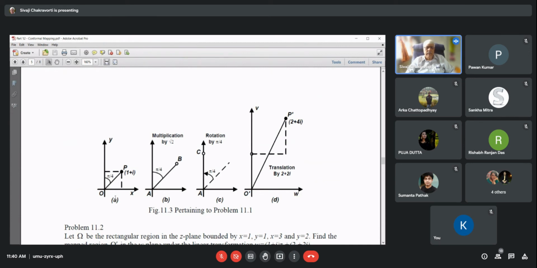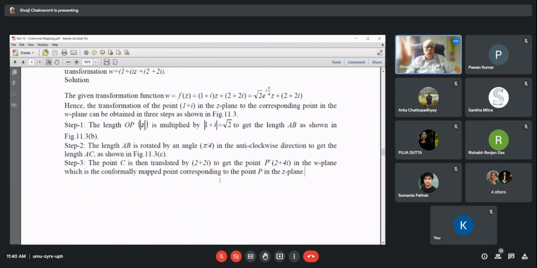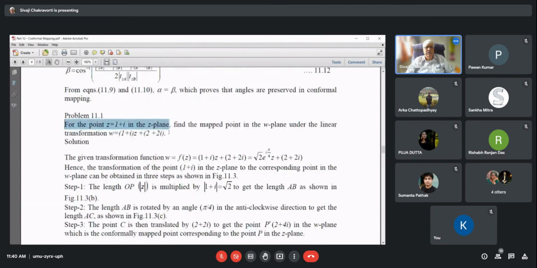So look at diagram A, which is the XY plane, and my point was P, and therefore the length element was OP. But now this has been mapped to the point P prime on the W plane, and now my length element is O prime P prime. This is exactly the conformal mapping. This is the mapping of one particular point as given in this problem. That means the point z equal to 1 plus i is mapped to the W plane by this function W equal to this.